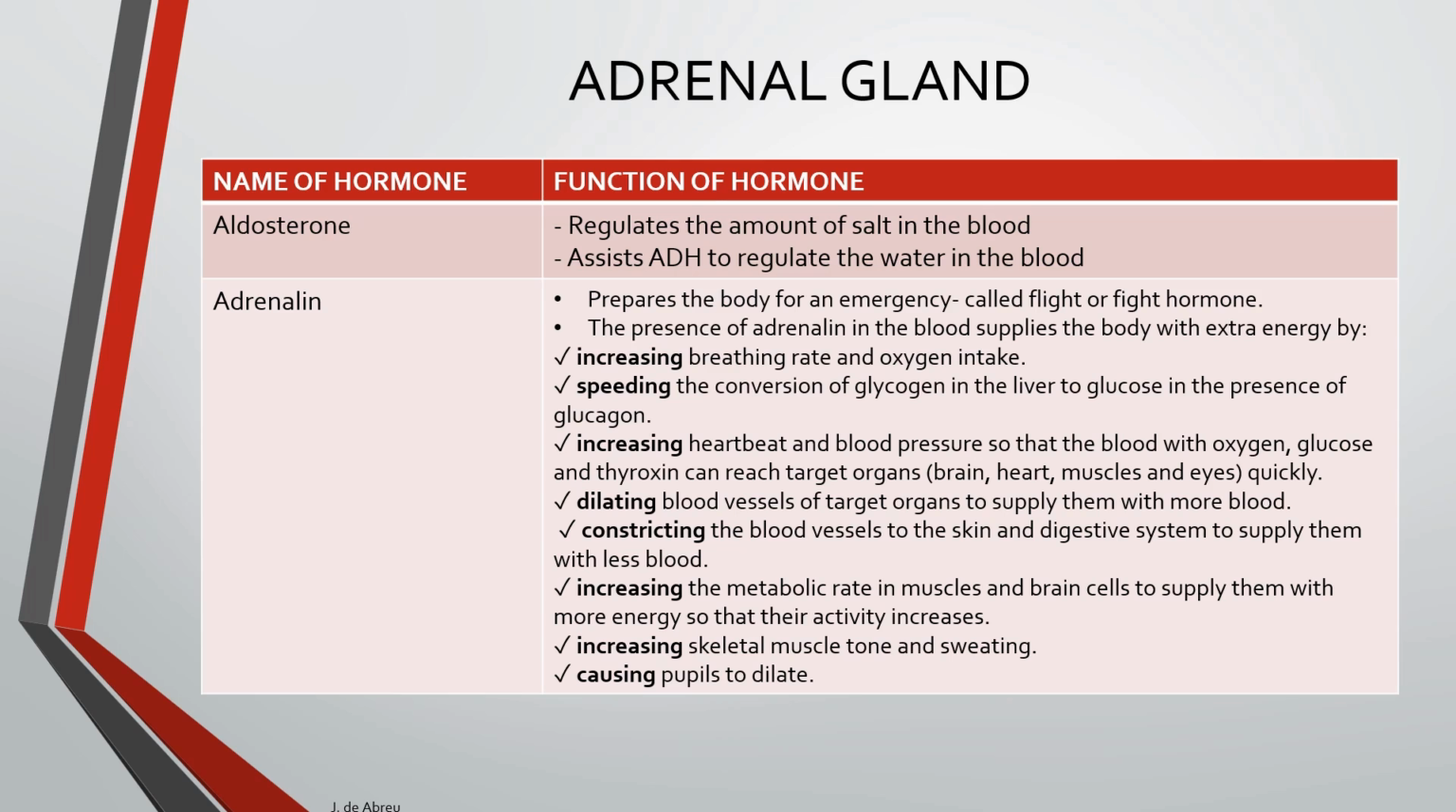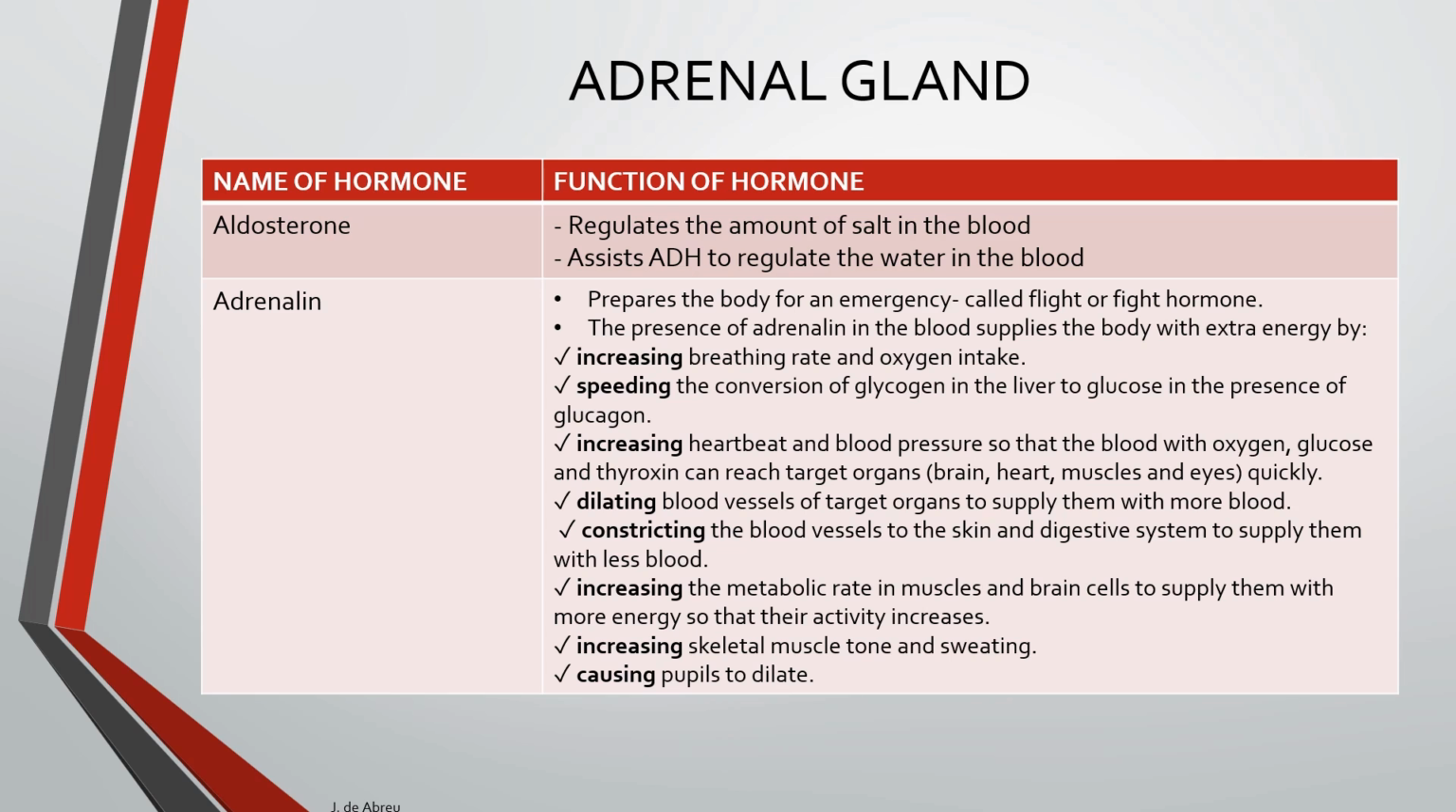Then we now have the glucose in our bloodstream and we have the oxygen in our bloodstream. So then our heart rate increases and our blood pressure increases so that the blood with the oxygen and the glucose and thyroxine can reach our target organs more quickly. And then another way the body helps the blood reach the target organs more quickly is by dilating the blood vessels to the target organ specifically. It doesn't just dilate the blood vessels of the whole body. Can't do that. We have to only dilate the blood vessels to the places that we need them. We need the blood, we need those molecules, the oxygen, the glucose, and the thyroxine.